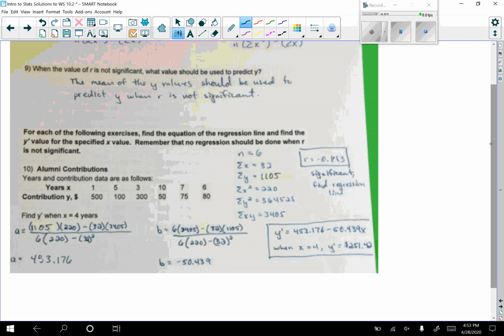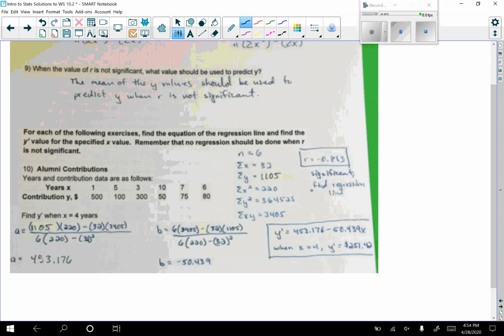All right, so for number 10, I just want you to find the y when x is 4 years, but we still have to go through and find the equation. So notice all of these values here that are necessary for both formulas. So here it turns out A is 453.176, B is negative 50.439. Remember, we're always rounding to the nearest thousandth here. Notice r is negative 0.813. So even if you didn't sketch a scatter plot, you can still find that r, and that's significant enough. That's pretty close to that negative 1 that tells us we should be able to see a trend with the points.